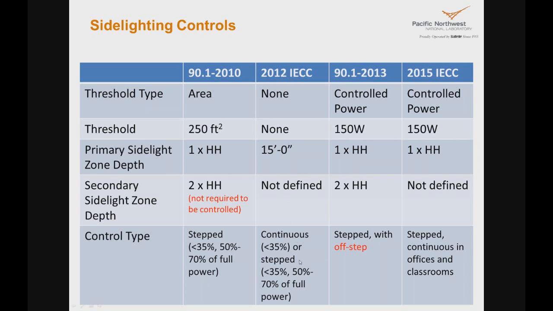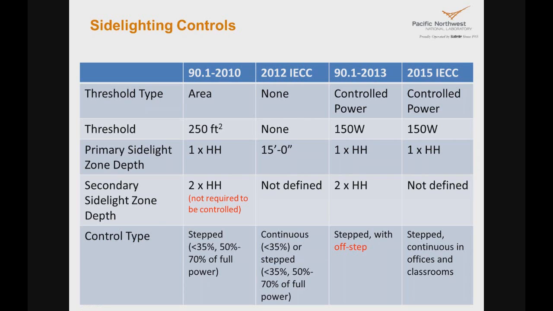And continuous or stepped controls are allowed, but they are not required. So you're allowed to do continuous dimming, or you're allowed to do step dimming, and there are some specifications for how much full power, or what fraction of full power, you must be at when doing continuous and step dimming. But these are not requirements, rather they are just specifications.